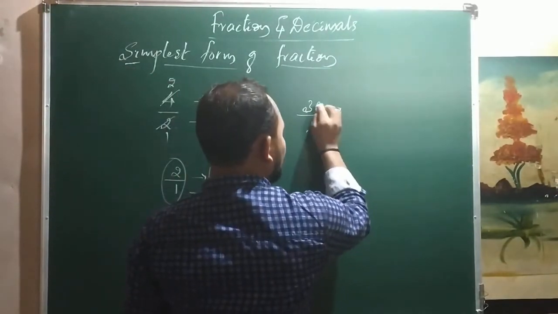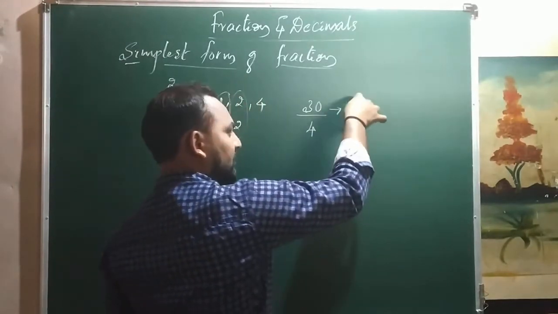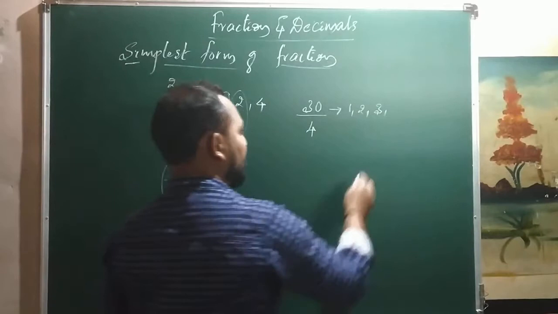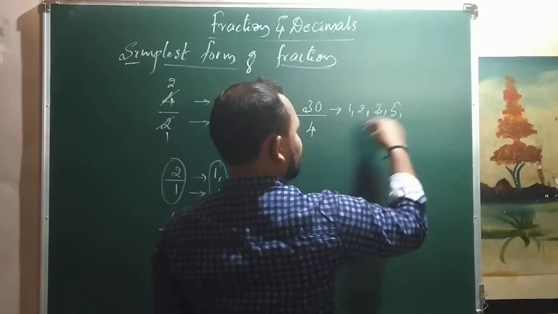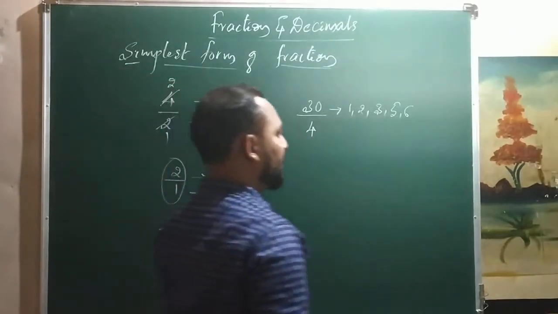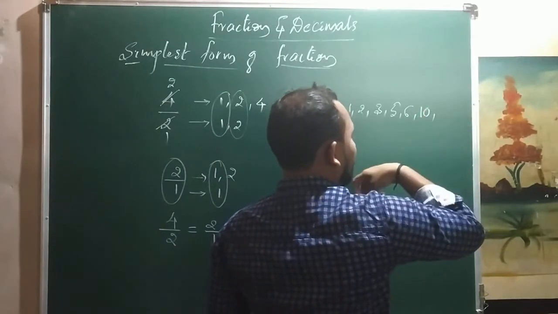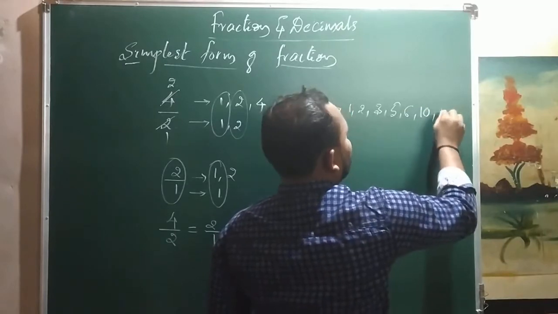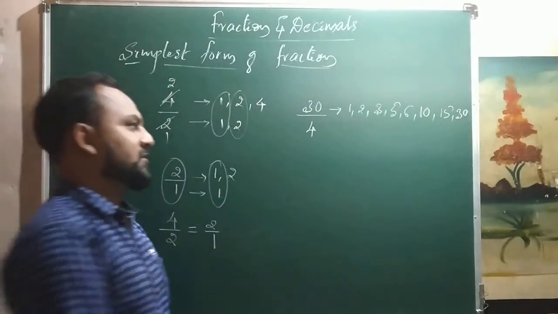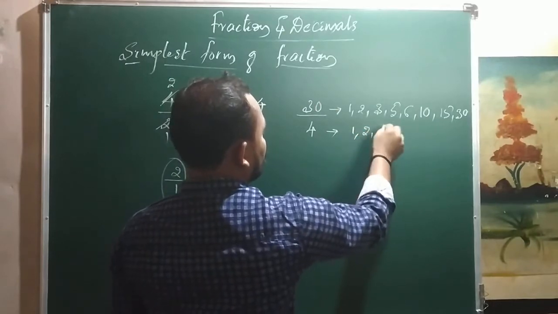Here, the factors of 30. 1, 2. What divides 30? 1 divides, 2 divides, 3 divides, 4, does 30 come in the 4 table? No. Then does 5 go? Next 6 goes. 7, 8, 9, 10, 11, 12, 13, 14, 15 and 30. These are the factors of 30. Then the factors of 4 are 1, 2 and 4.